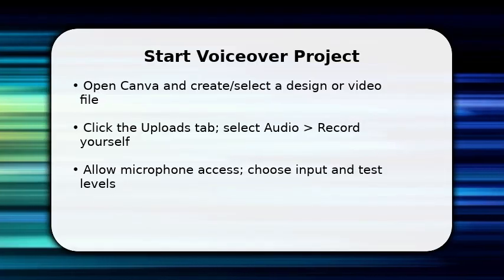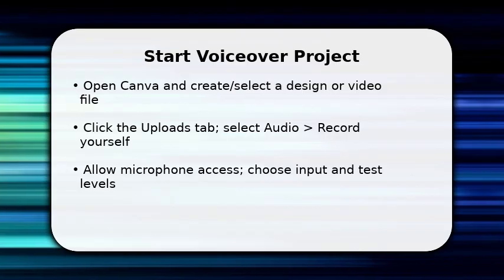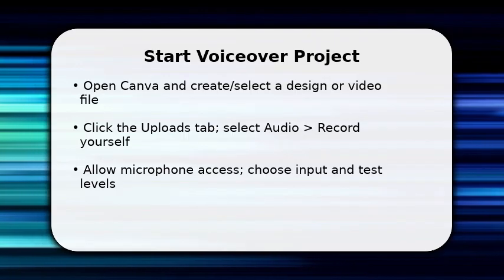You'll begin by opening the Canva design or video you want to narrate. Once you have the file on screen, open Uploads and pick Audio, then record yourself. Make sure to allow microphone access and select the correct input. Test levels so your voice reads clearly without clipping. If you prefer, import a pre-recorded clip instead.